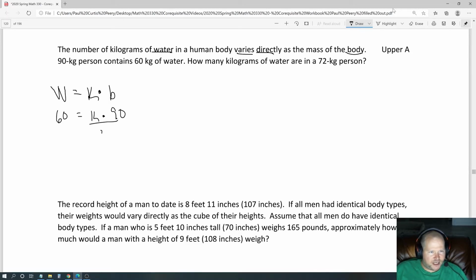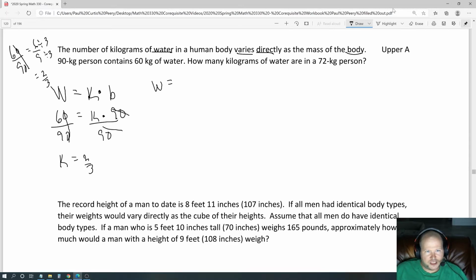Okay, now we need to solve for K by dividing by 90, and whatever we do to one side, we do to the other. That leaves me K is equal to, and these zeros will cancel out. If you want to simplify this, then you can divide it by 3. So the zeros cancel out, leaving me 6/9. Then we can divide both these by 3, and that would give me 2 over 3. Okay, so we end up with 2/3. So I go back and rewrite the original one. So it's 2/3 B. Cool.